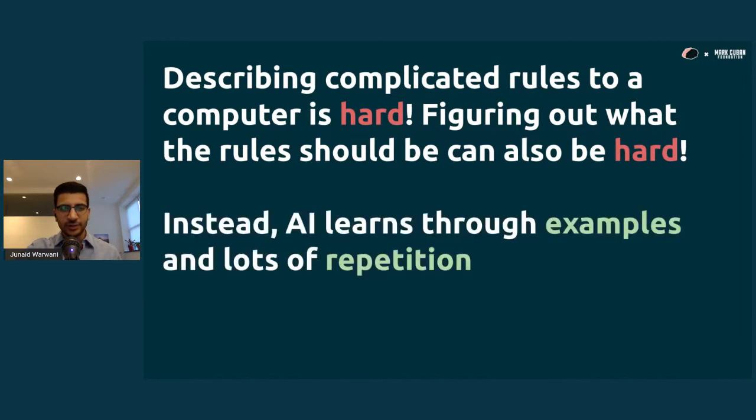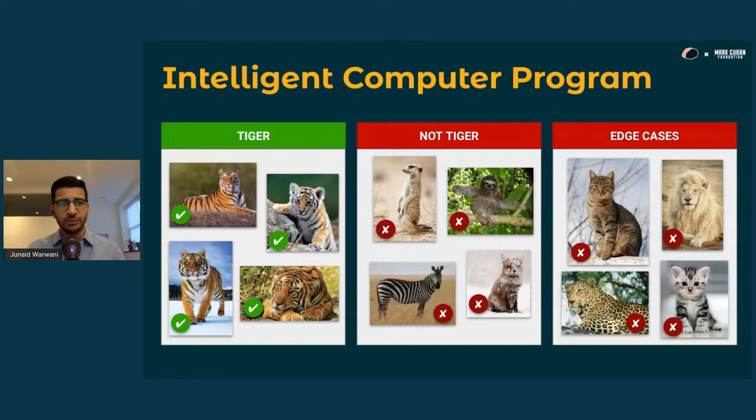And that's why AI learns through examples and lots of repetition. Similar to how you were able to learn the differences between DigiCons, AI is able to learn those same differences, but at a much larger scale. And so coming back to our computer program, if we were to build this out, we would give our computer program lots of examples of tigers and say, these are tigers, and give it lots of examples of things that are not tigers, like sloths and zebras, and tell it that these are not tigers. And then we'd also be careful to make sure that we give it all of the edge cases, the things that are maybe close to a tiger, but not actually. So things like a cat or a leopard or a lion.